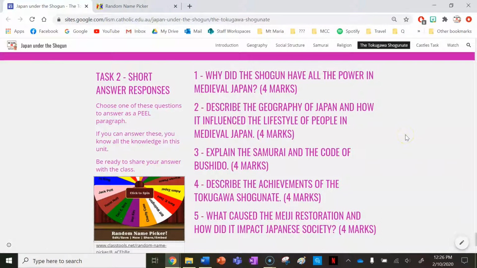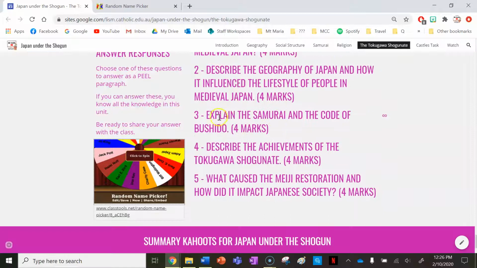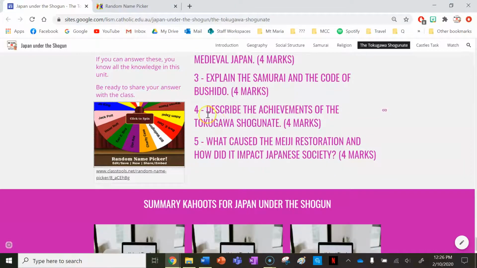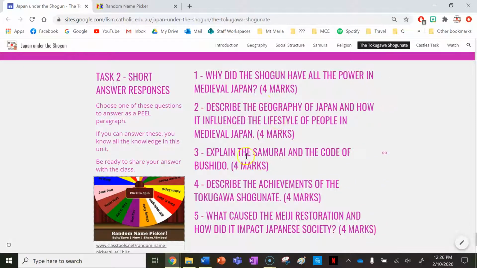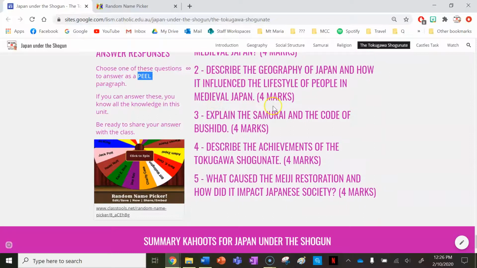Your questions are, why did the shogun have all the power in medieval Japan? Describe the geography of Japan and how it influenced the lifestyle of people in medieval Japan. Explain the samurai and the code of Bushido. The 4th one you can choose is describe the achievements of the Tokugawa Shogunate. Number 5, what caused the Meiji Restoration and how did it impact Japanese society? It's good to pretend how many marks these questions would be worth to prepare you for exams and your writing style as well. Make sure you follow the PEEL structure for those ones as well.